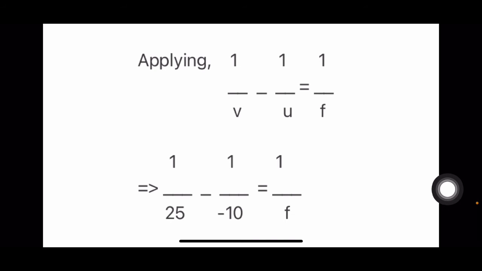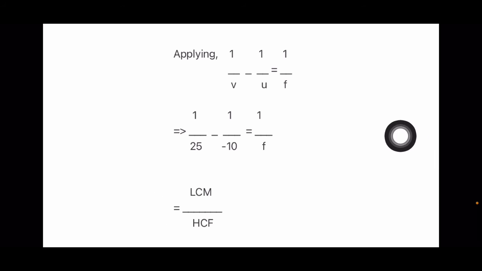Now I will show you an easy way of finding this. So 1 by 25 minus 1 by minus 10 equal to 1 by f. First we need to find the HCF, and then we need to find the LCM. I'll show you a much easier way to find the HCF, which you can do in less than 1 minute.